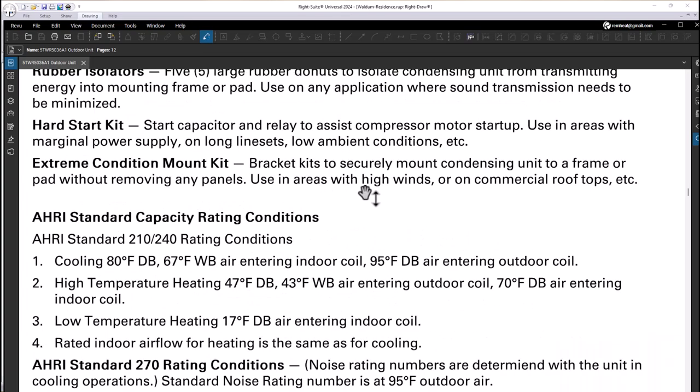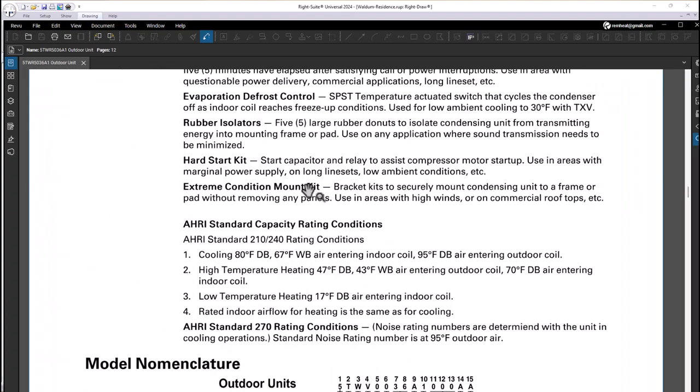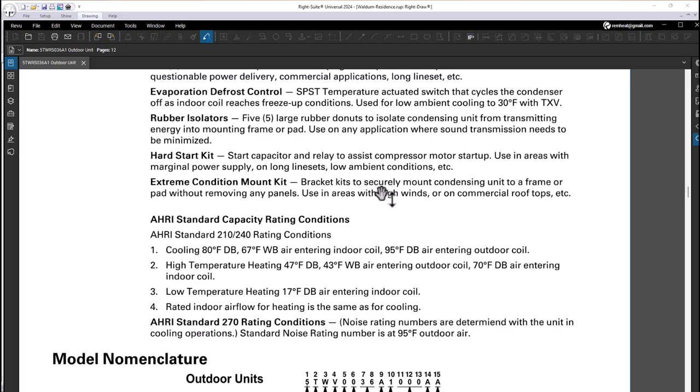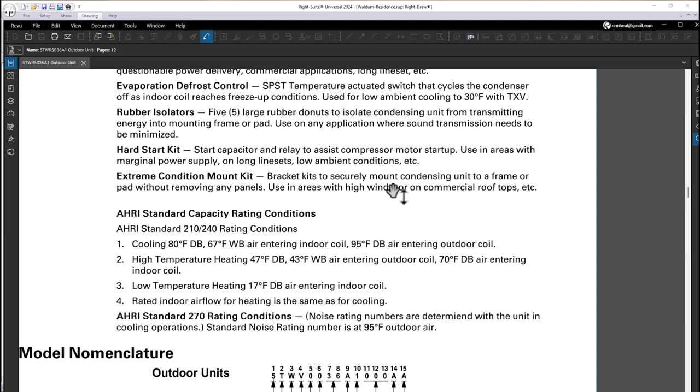This is used in areas with high winds or commercial rooftops. This extreme condition mount kit, actually, that was my bad. In the beginning, I was mentioning that it was for northern climates. I was mainly talking about the low ambient temperature kit. That one, low ambient, not this one. Extreme conditions is related to high winds or commercial rooftops. There you go, high winds, maybe Florida.